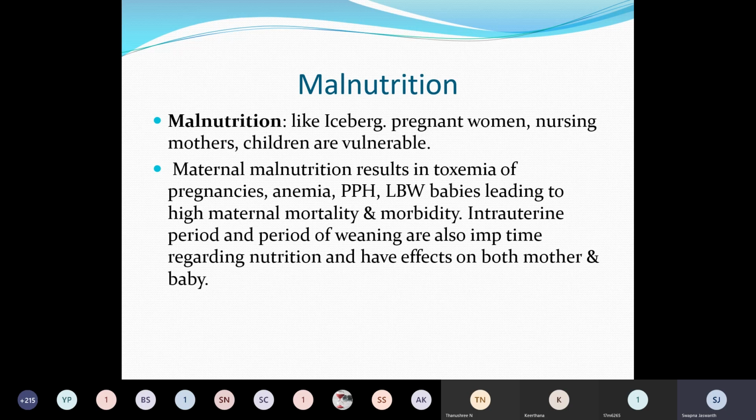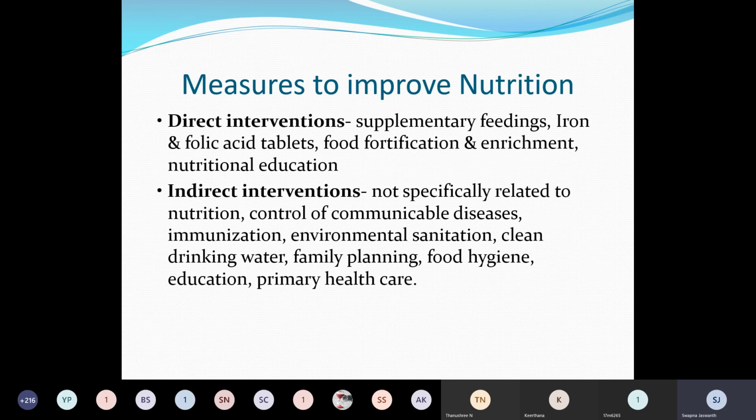So prevent the communicable disease through immunization, giving them clean and safe drinking water, and the woman should have a choice for family planning, and she must be educated to access the primary health care for herself as well as the children. So the direct as well as the indirect causes of malnutrition must be addressed to solve the problem of malnutrition in the long run. As I already told you, the direct intervention is directly giving the food supplements.